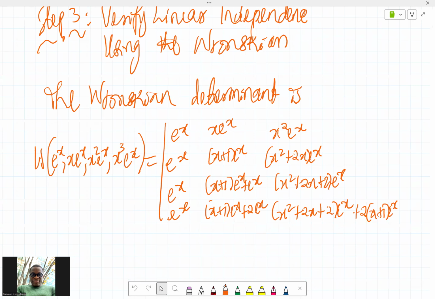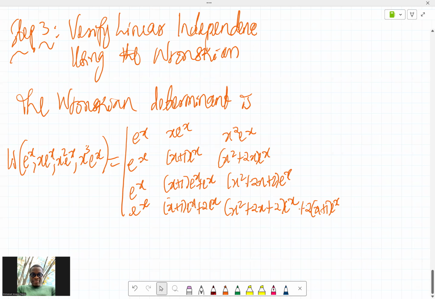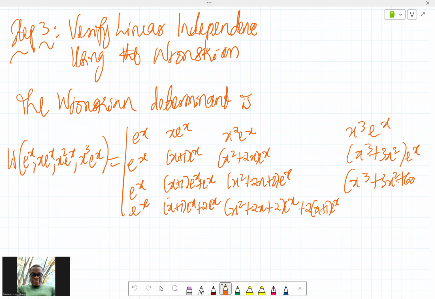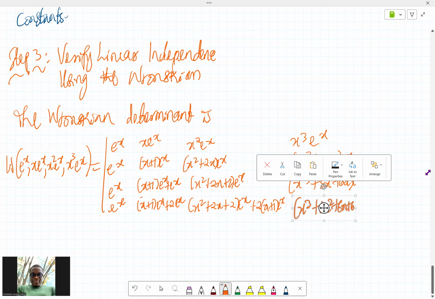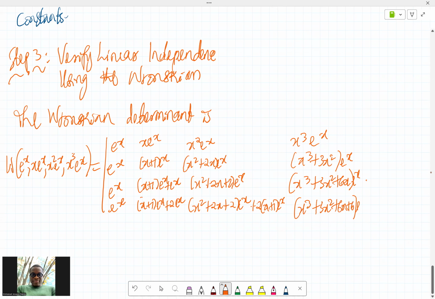And that's not the last. You still have the last one, x cubed e raised power x. Okay, so this one is x cubed plus 3x squared when you differentiate e raised power x. Then if you differentiate this one now again, you have x cubed plus 3x squared plus 6x e raised power x. Then next you can now have x cubed plus 3x squared plus 6x plus 6, all of that into e raised power x.